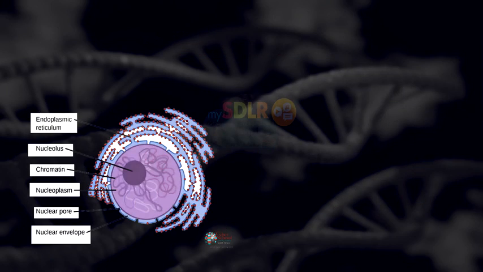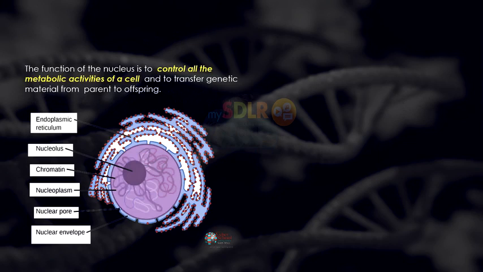Let us understand the nucleus. The function of the nucleus is, firstly, to control all the activities of a cell, and the second function of the nucleus is to transfer information from the parent to the offspring.